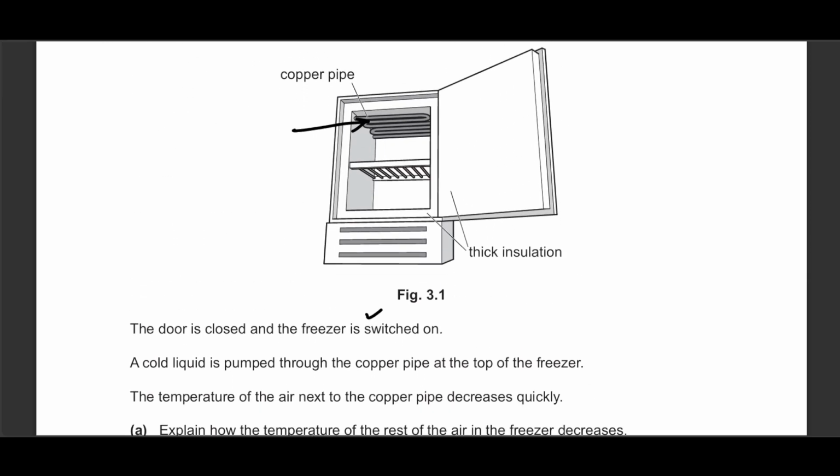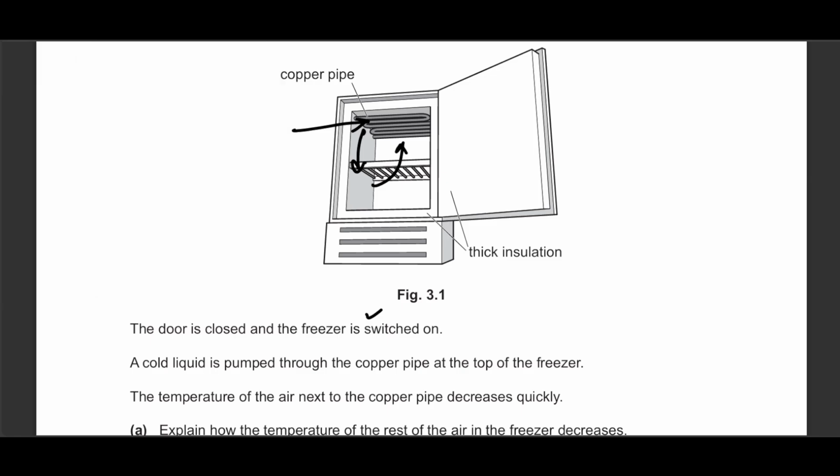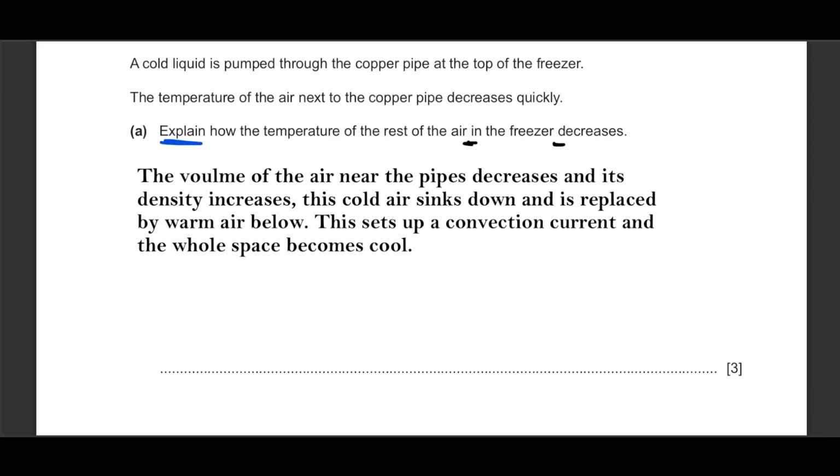And this is a very standard response for fridges, refrigerators, even heaters. The cold air will fall down and hot air will rise up. This is a very basic understanding, but why that is happening is more important. So explain why and how. The volume of the air near the pipe decreases. Why does that happen? Because when you decrease the temperature, the speed of the molecules decreases, and as their speed decreases, they start coming close together, which we generally know as contraction.